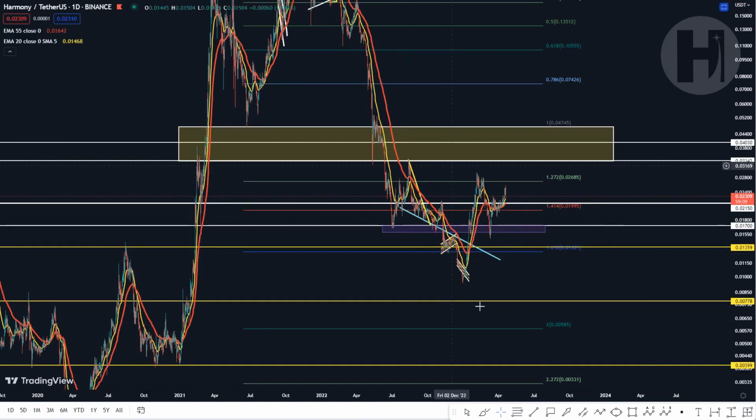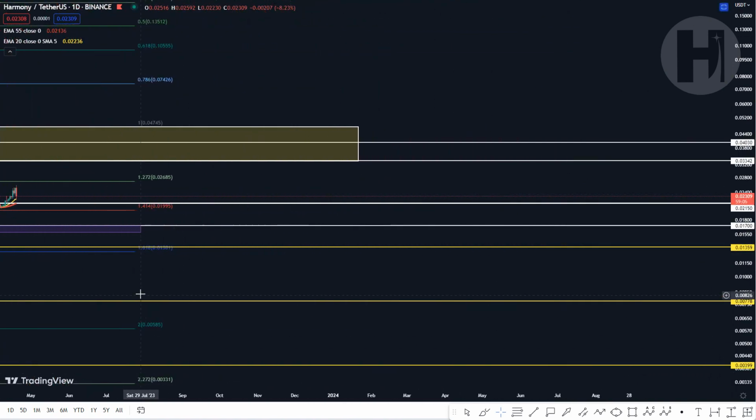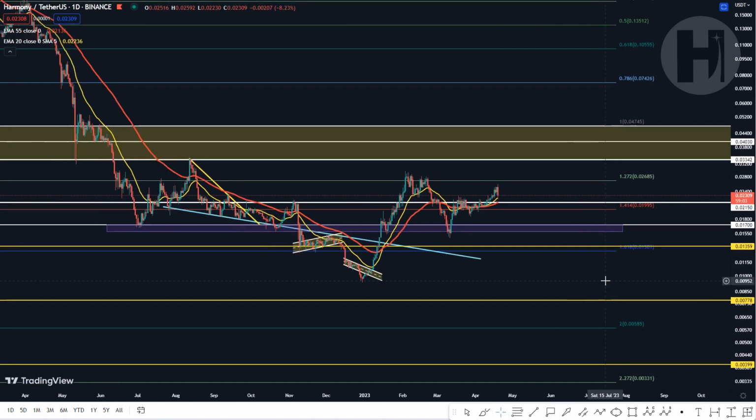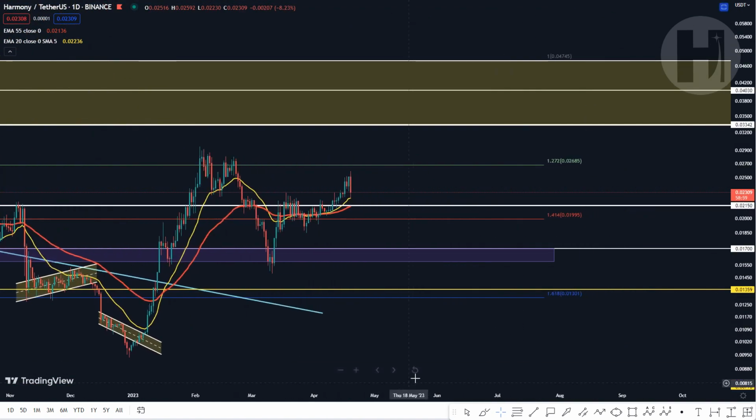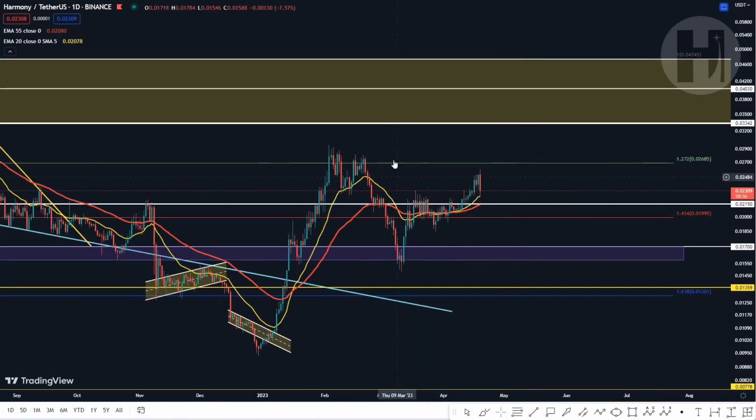We've discussed all of these Fibonacci levels, all of these support levels in the previous updates. So make sure you watch those if you haven't, and then come back to this one so that you have more context. So let's take a look at the current situation.